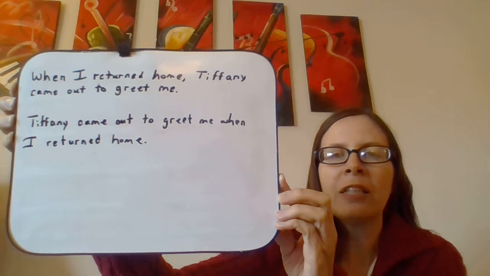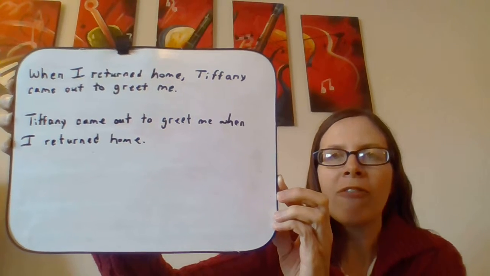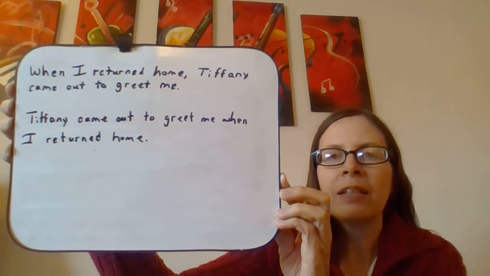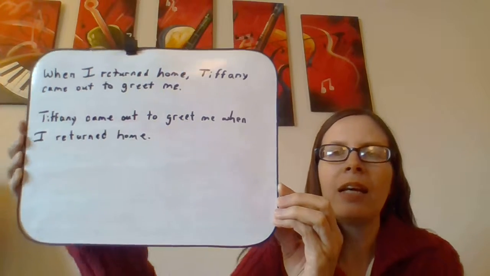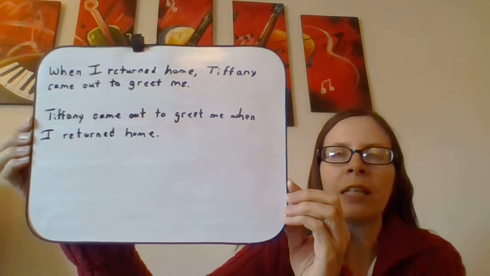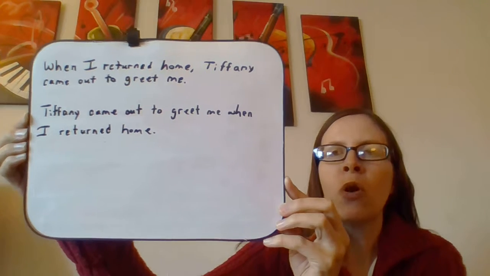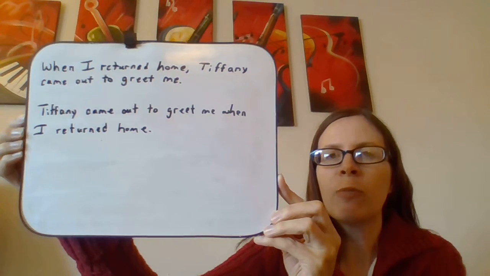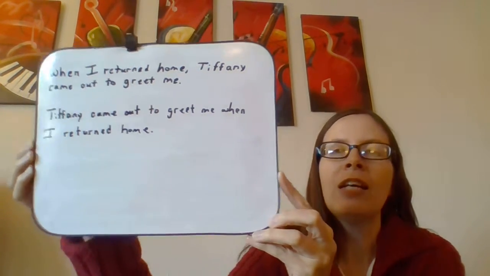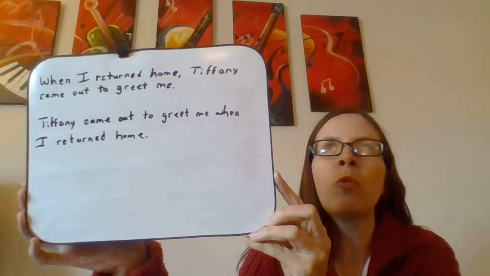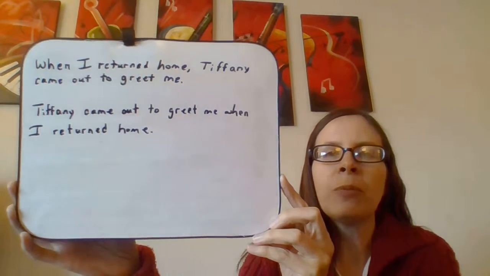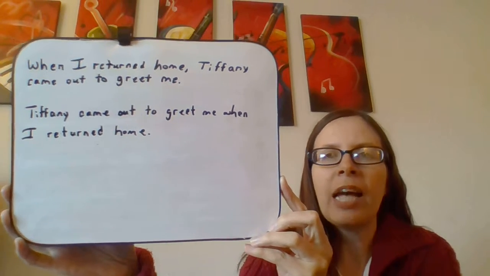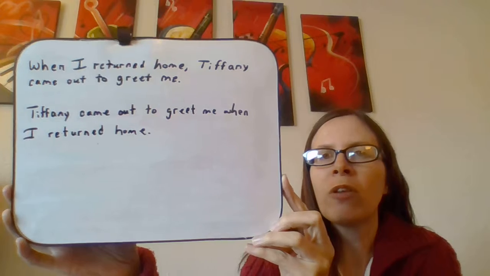Okay, when that happens, you have to have a comma after the adverb clause. Okay? When I returned home, comma, Tiffany came out to greet me. Now, if you were to flip those around, Tiffany came out to greet me when I returned home, you no longer need a comma. So if your independent clause comes first, and then it's followed by an adverb clause, you don't need a comma at all. Okay? So this rule is one that I see people making mistakes with all the time in their writing. If you can remember to check to see which kind of clause comes first, you will know whether it needs a comma or not.